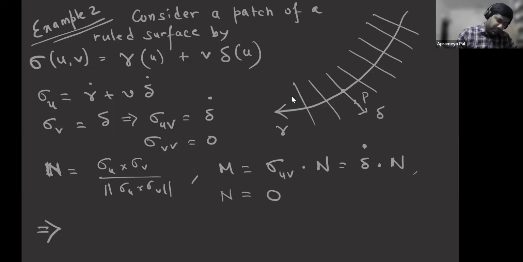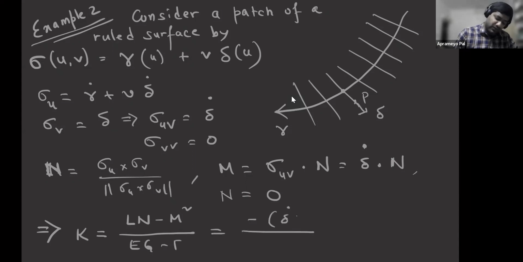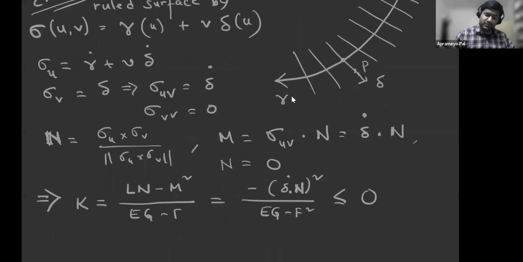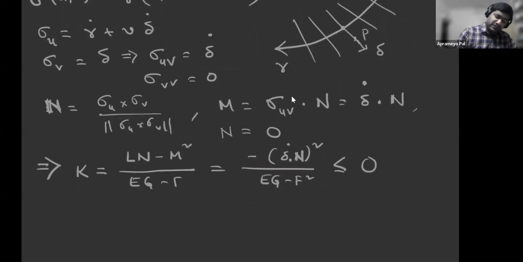So finally, putting all things together, you find out the Gaussian curvature k is nothing but (ln minus m square) divided by (eg minus f square), which is nothing but minus (delta dot dot n) square, divided by the positive determinant below. So essentially, this is always less than or equal to 0. Because the numerator is always a negative number, and the determinant is positive.